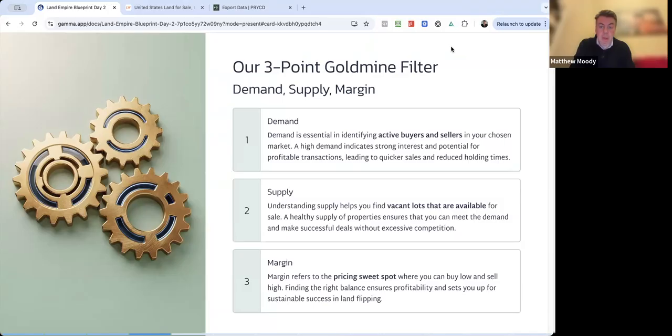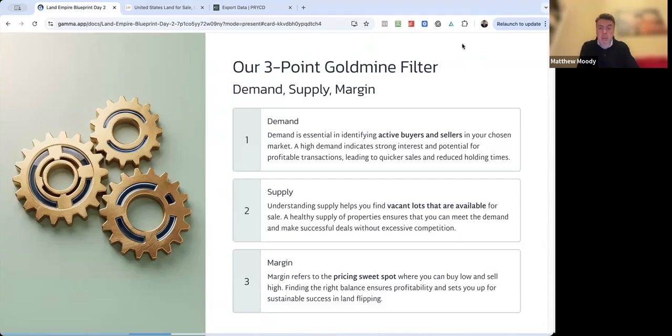So the demand piece is all about identifying active buyers and sellers in the market, and trying to understand where that demand pulls through into, where the interest is and potential for profitable transactions, and how fast you're going to be able to actually sell the land. So one of the factors that we're looking at is the demand and the supply and the sell-through rate. And we'll show you how to calculate that a bit later on.